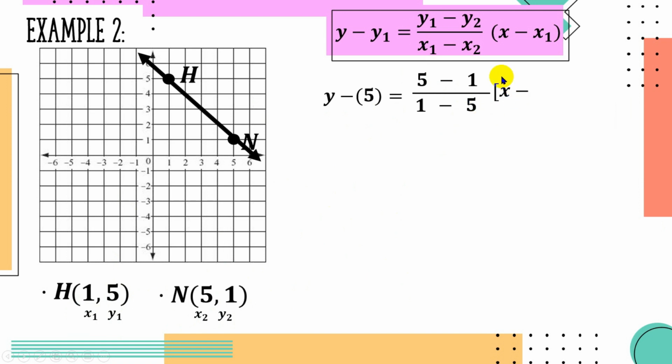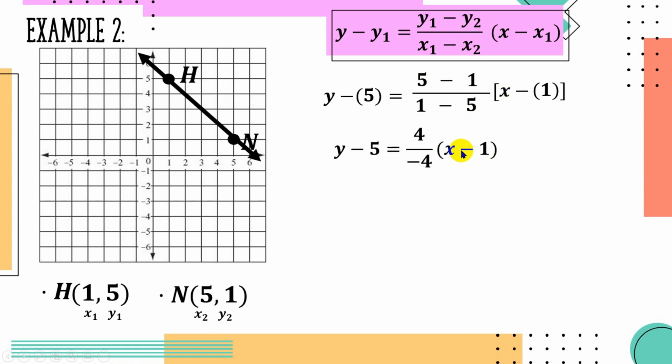So, ito na siya. Multiply to the quantity of x minus, again, x sub 1 is positive 1. So, apply na natin. Diretso na rin natin ng subtract itong ating y sub 1 minus y sub 2, x sub 1 minus x sub 2. So, dito po, y minus 5 pa rin. And then, 5 minus 1 is 4. 1 minus 5 is negative 4. Kasi yung sign of the greater value, negative 5. So, kaya negative 4 yung result. Then, we have the quantity of x minus 1.